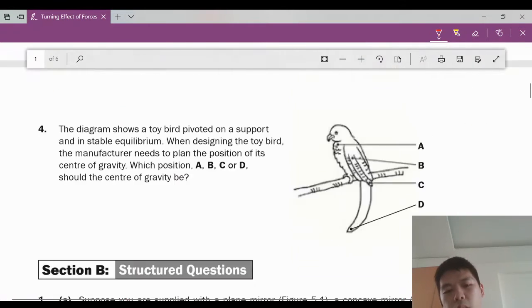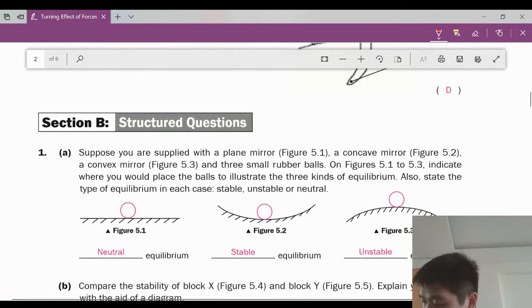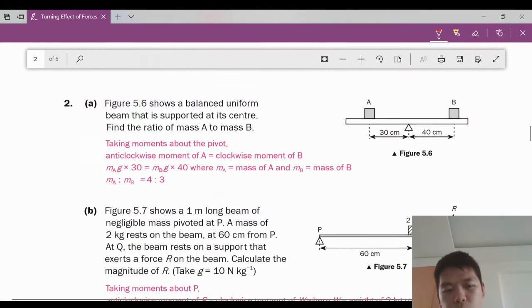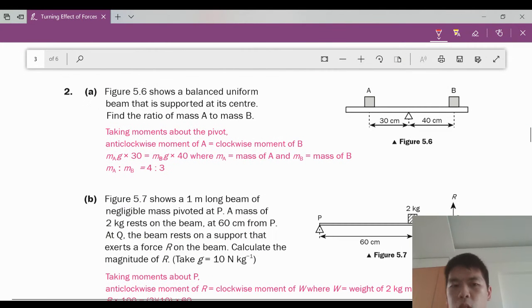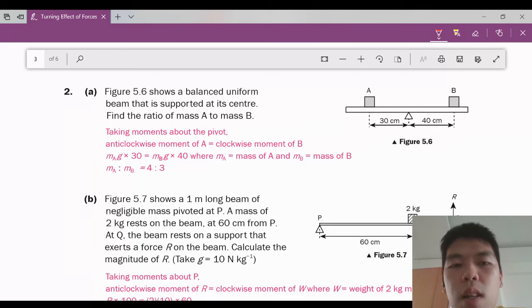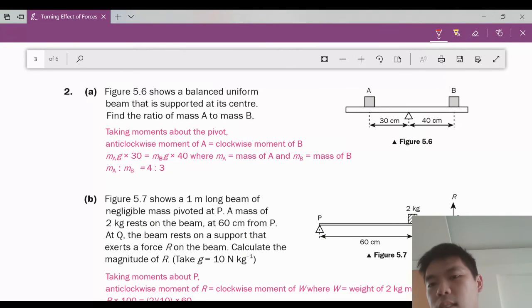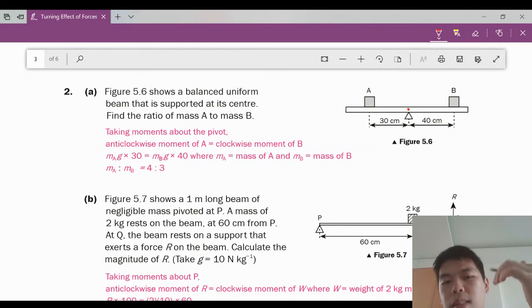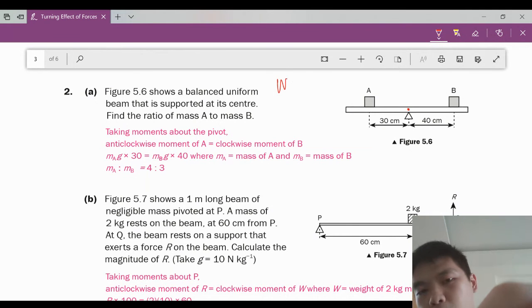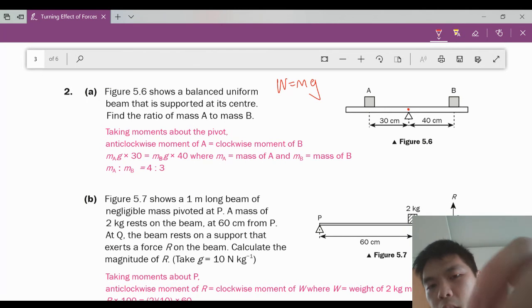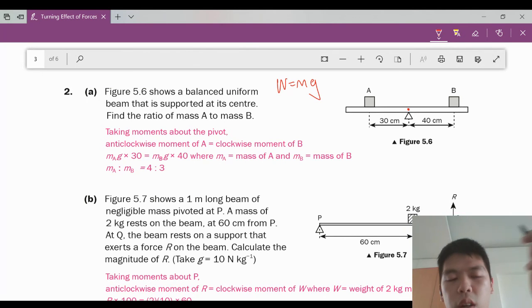Let's look at section B, question 2. For section B, question 2 itself, figure 5.6 shows a balanced uniform beam that is supported at its center. So this is the center here. So center of gravity is here. Find the ratio of mass A to mass B. So they want you to find the ratio of mass A and mass B. So we know that W is equals to mg, where W is weight, M is mass, g is the gravitational field strength.